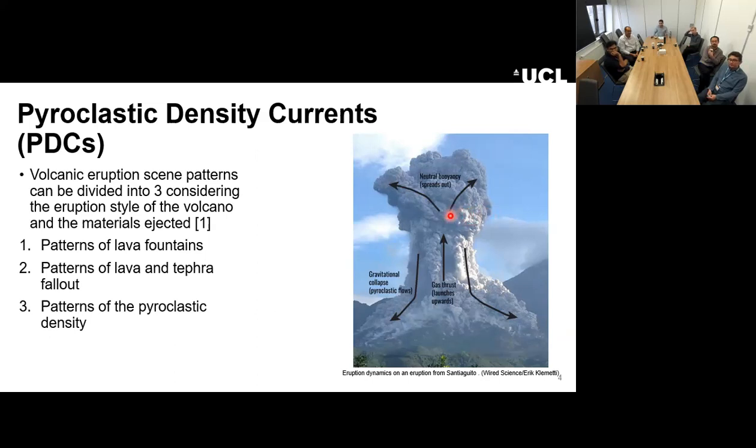The first pattern is the lava fountains, where the lava is spread to the sky after the explosion. The second pattern is the lava and tephra fallout. And the third and most important one is the pyroclastic density currents, also called PDCs. These are flows moving along the ground due to gravitational force. They're quite fast, with an average speed of 100 kilometers per hour. They can reach up to 700 kilometers, according to the picture. And they are the most dangerous and most important part of the volcanic eruption.